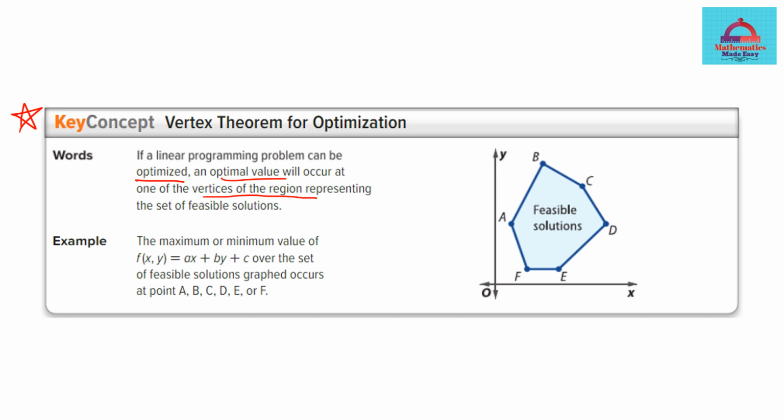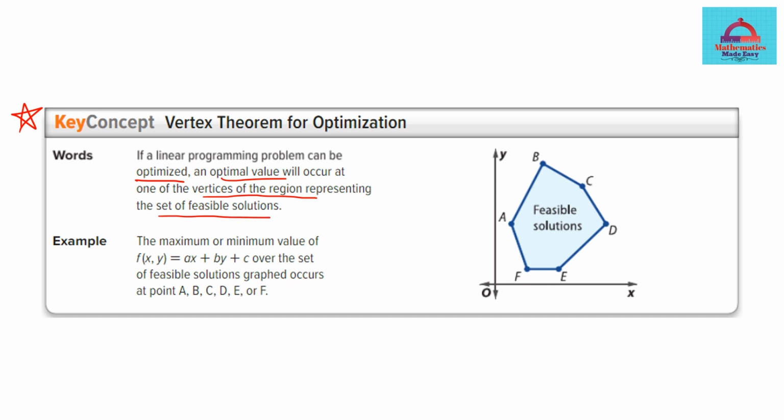Look at this polygon graph. This x-axis, y-axis. In between, the shaded region is your feasible region, and you have some sort of feasible solutions at the corner points, at the vertices A, B, C, D, E, F. 6 points are given. So at each of the vertices, you will have a set of feasible solutions.